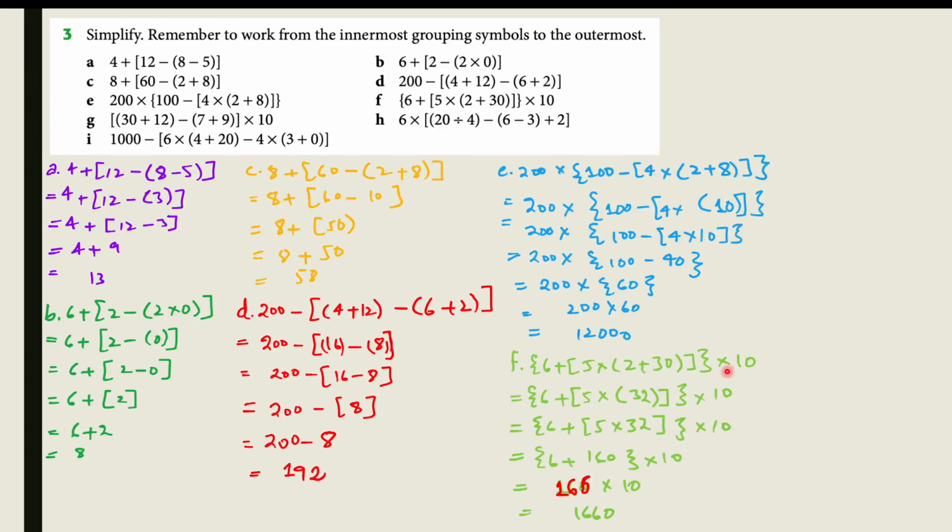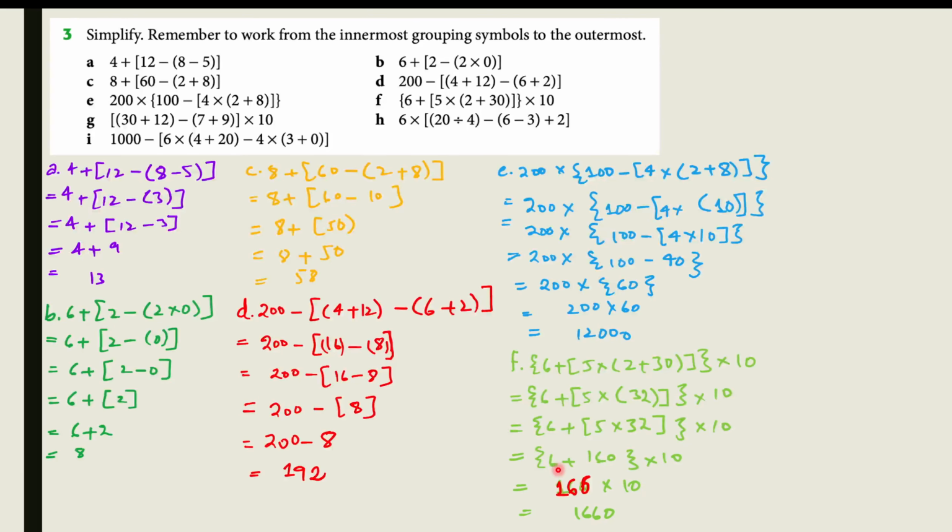Outside the curly brackets. So again, we will start with the parentheses, which are the innermost brackets. So 2 plus 30 is equal to 32. Then 32 multiplied by 5 is equal to 160. We were able to solve the parentheses and the square brackets. We are left with the curly brackets only.